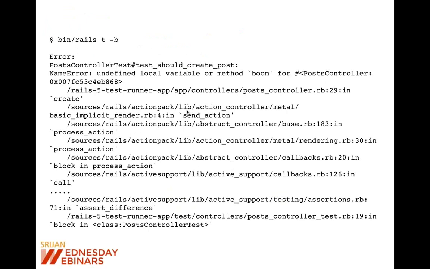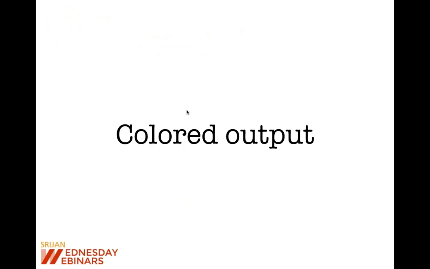You can also see the backtrace by passing the -b switch. Let's say you have some error in your code. By default, if you run the Rails test command, the full backtrace of that error will not be shown. But if you run it using the -b switch, then it will show you the whole backtrace of that particular error.